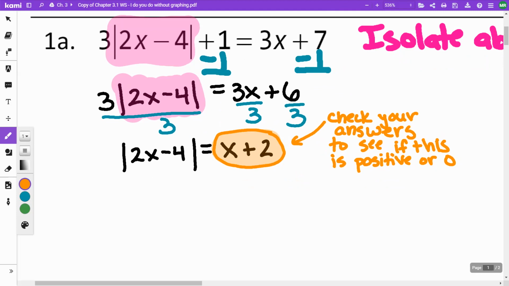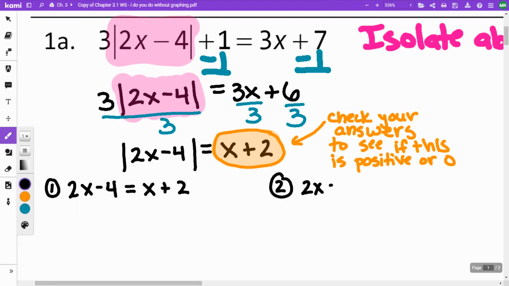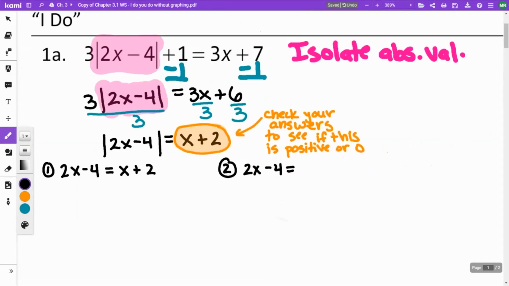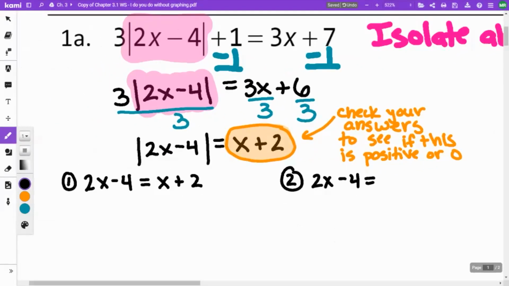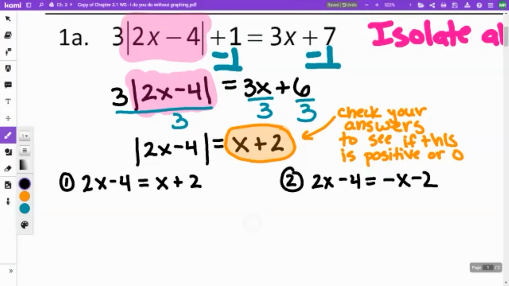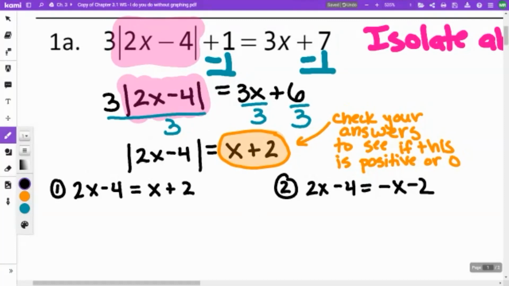So what we're going to do at this point, once it's isolated, is write 2 equations. You don't need to write the numbers, I just want you to understand you're going to have two equations. One is going to be 2x minus 4 is equal to x plus 2. The second one is going to be 2x minus 4 is equal to the opposite of that. So what's the opposite of x plus 2? A negative x minus 2. I make everything on the other side opposite. Now we're going to solve.